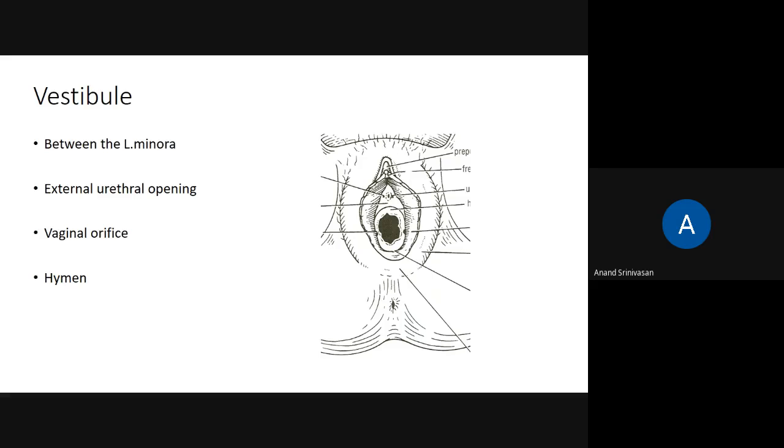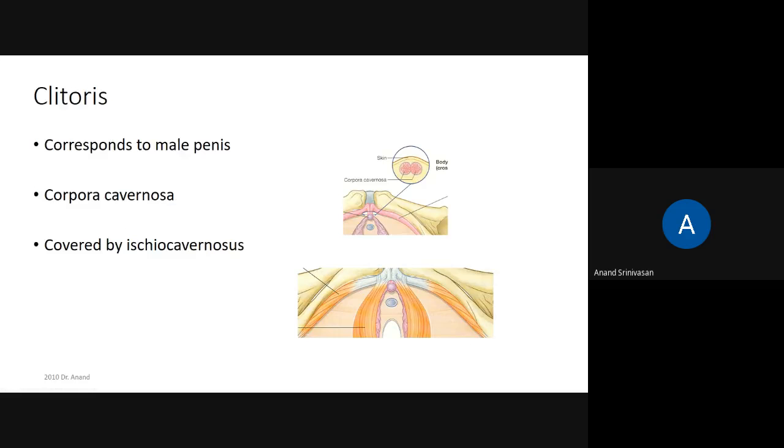Vestibule, the part which is located inside. So here you can see the external urethral opening and the vagina. Initially, there will be a covering which is called the hymen, but later on it disappears.